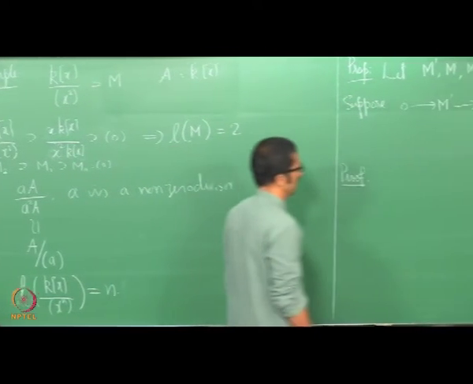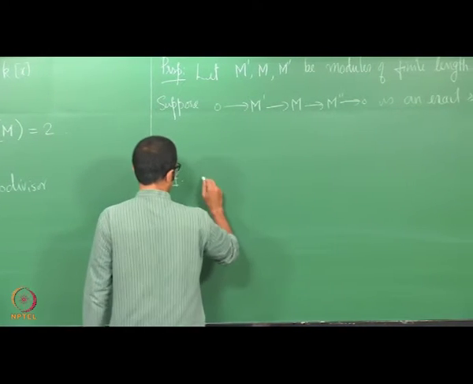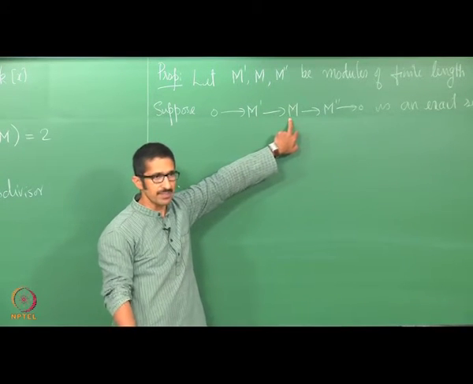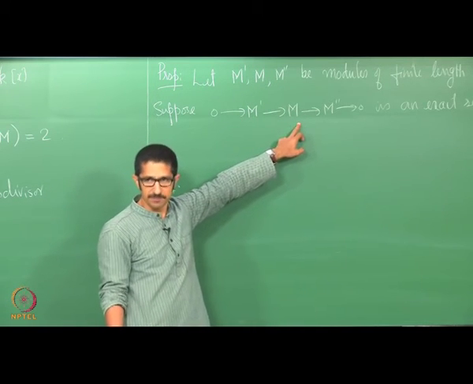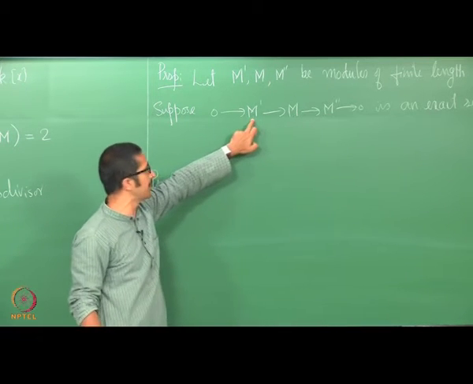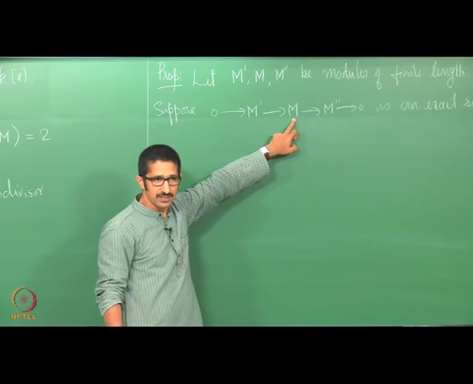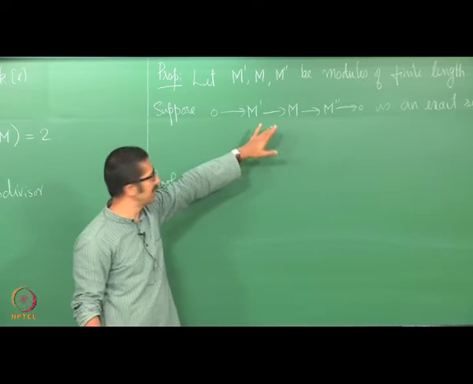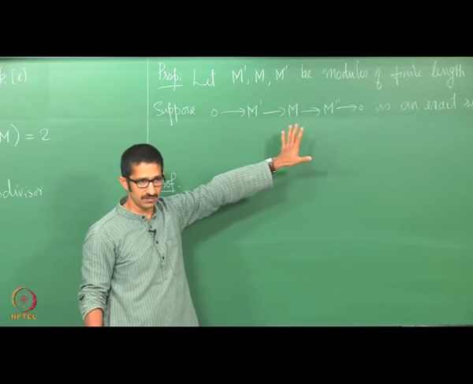Suppose I have M prime. M prime is isomorphic to a submodule of M, so I can as well assume that M prime is a submodule of M. Similarly, M double prime is isomorphic to M mod the image of M prime, so I can assume that M double prime is indeed M mod M prime, with M prime a submodule of M.